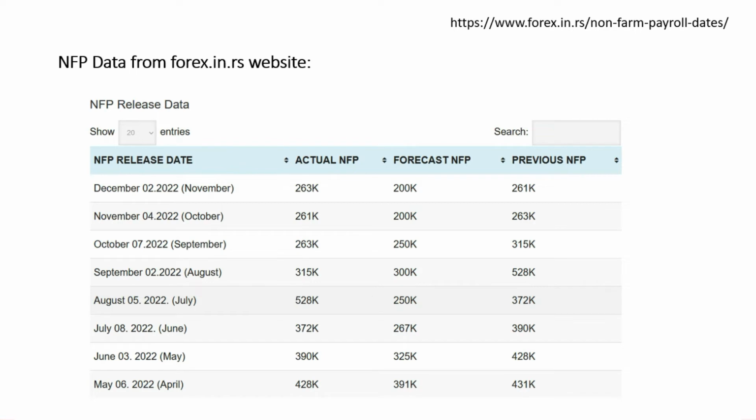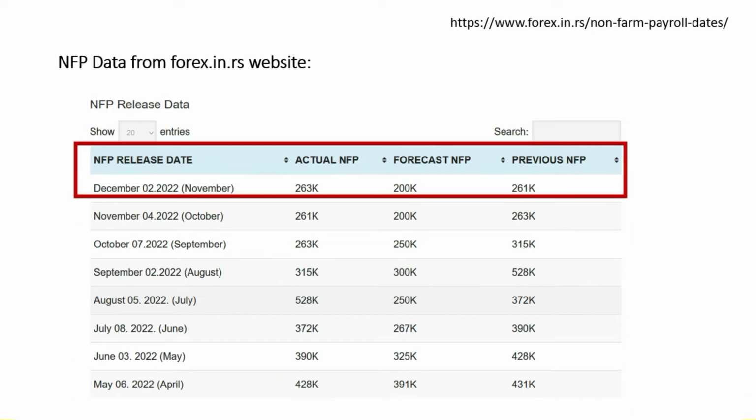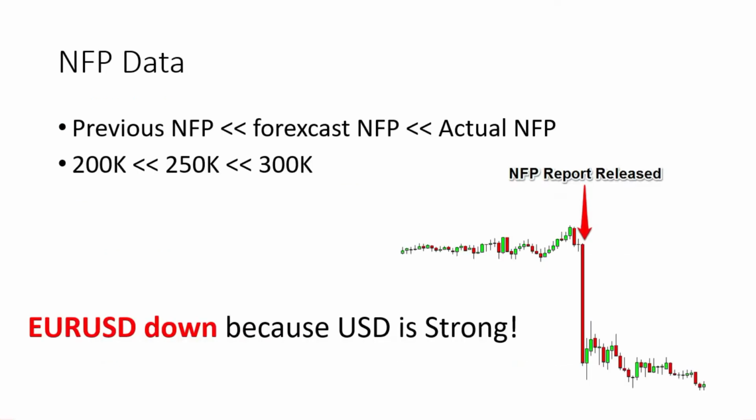And what we want is to see better or worse data than expected. And this is the real stuff. So let me look again at actual, forecast, and previous NFP. Let me suppose that we have 200K new jobs in the previous NFP report, 250K in forecast NFP, and actual data is 300,000 new job positions.